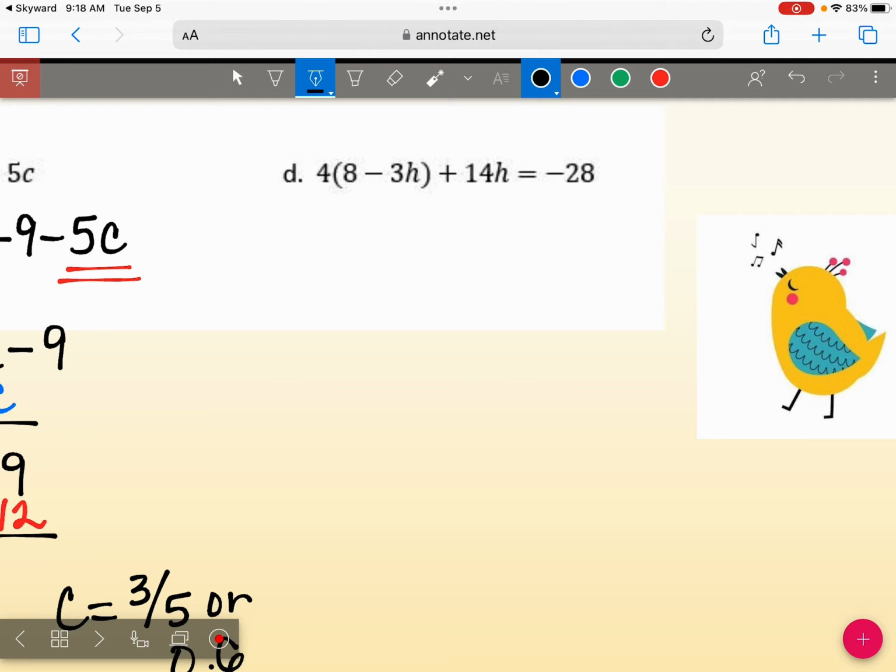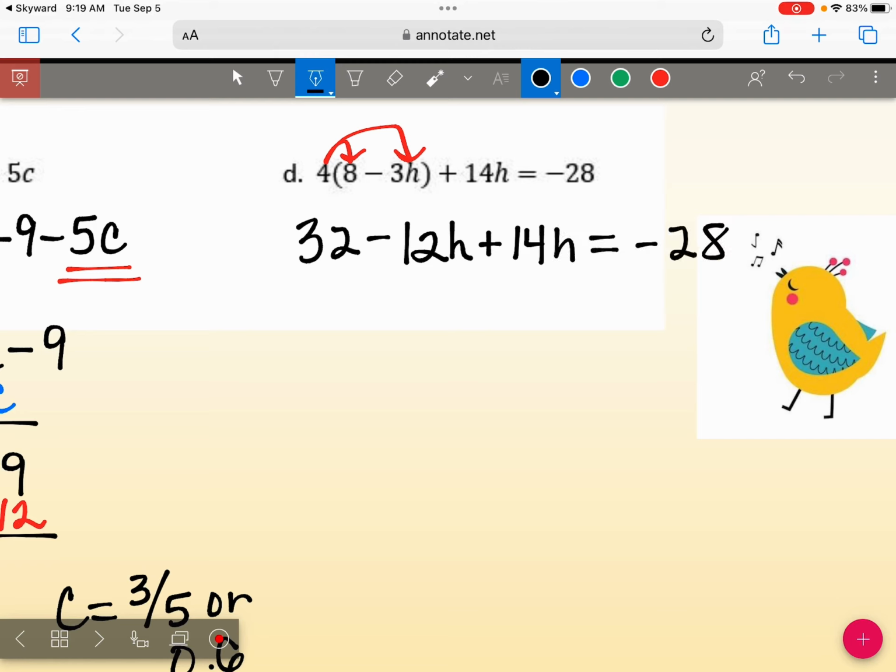So let's work through it together. What did you do first? Distributed. So can someone tell me, Rowan, what did you get when you distributed that 4? What's 4 times 8? 32. And 4 times -3? Okay, so that should be your first step. So who had that part?